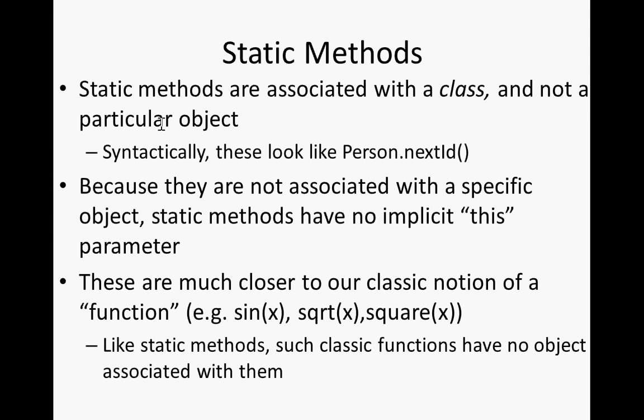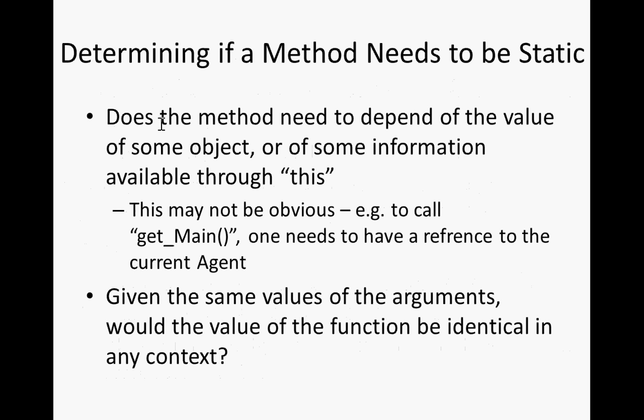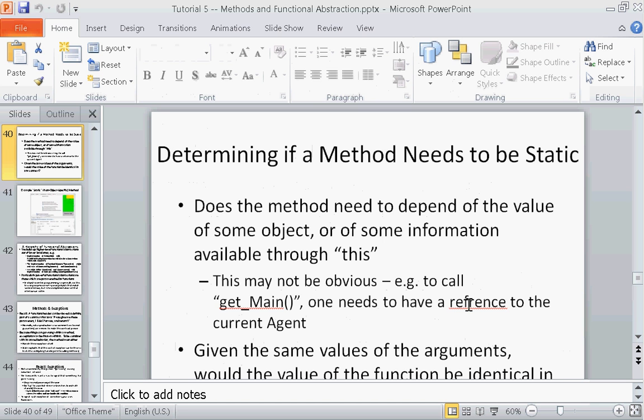Okay, how do we know if a method needs to be static? Well, does it need to depend on the value of some object? This isn't always obvious. Like, get main needs to have reference to the agent, because agents keep track of their associated main, but it's not immediately obvious that it has to be done on the agent. After all, there's only one main. Another question: given the same values for the arguments, is the value or job performed by the function identical in any context?